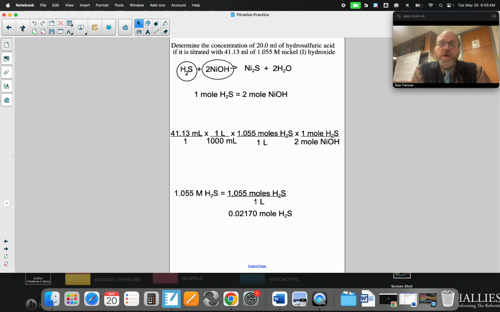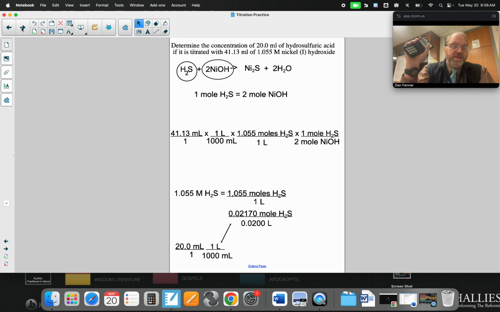All right, now I want to get molarity again. So remember that's moles per liter. So that's on top. We need liters on the bottom. 20.0 milliliters, 1 liter is 1,000 milliliters. That means we're going to end up with 0.0200 liters. Take the calculator, divide that through. We should only have 3 sig figs. So we get 1.09 molar H2S. And that's my answer.